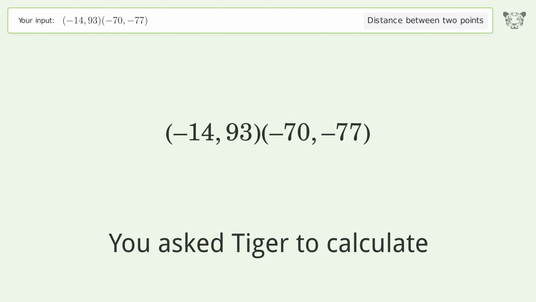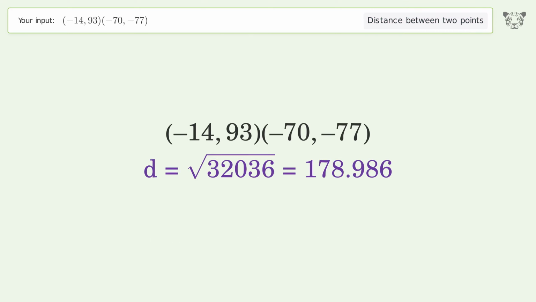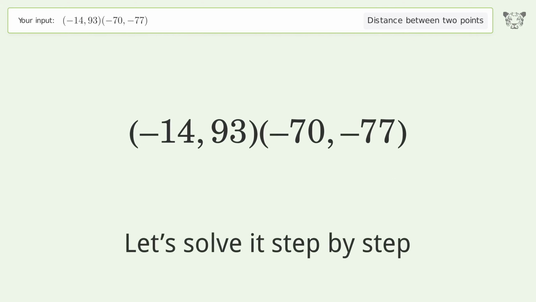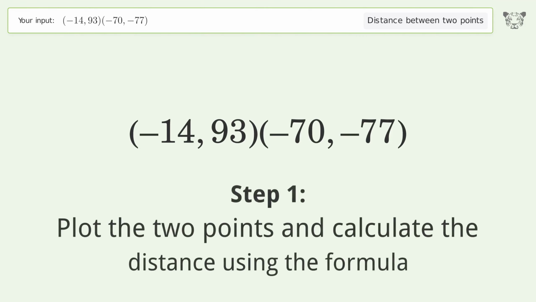You ask Tiger to calculate. This deals with the distance between 2 points. The distance between the 2 points is the square root of 32,036, or 178.986. Let's solve it step by step. Plot the 2 points and calculate the distance using the formula.